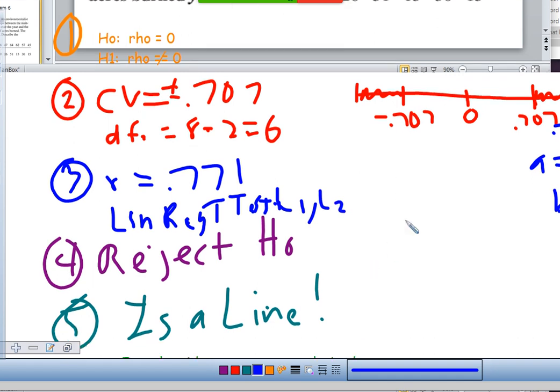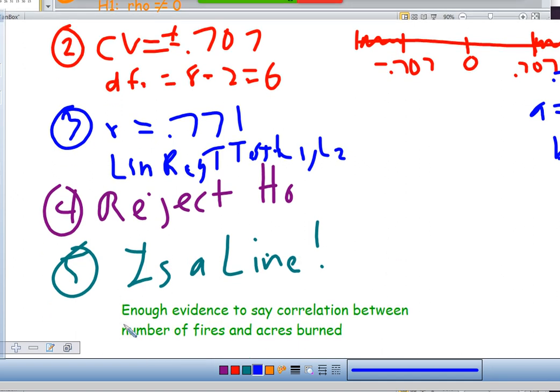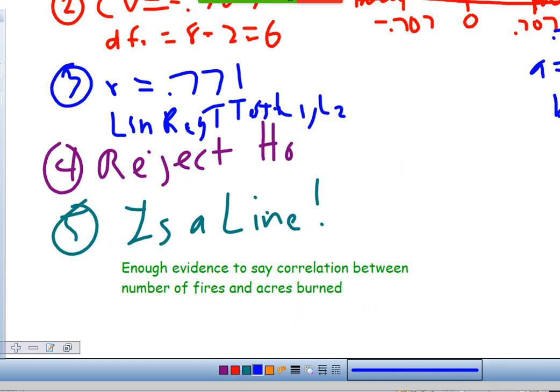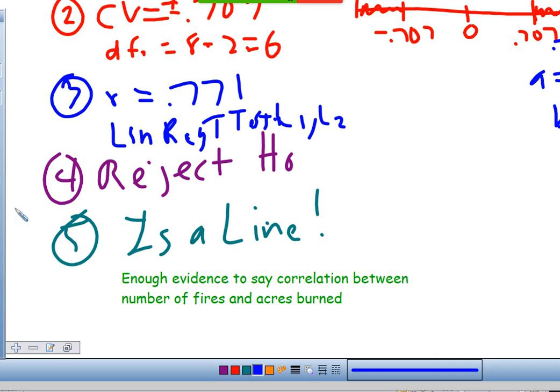And then we're going to go ahead and reject H naught because it's totally in that rejection area, which means that it is a line, which means we do have enough evidence to say there's a correlation between number of fires and acres burned. And then finally, you have your A is negative 31.46 and B is 1.036.